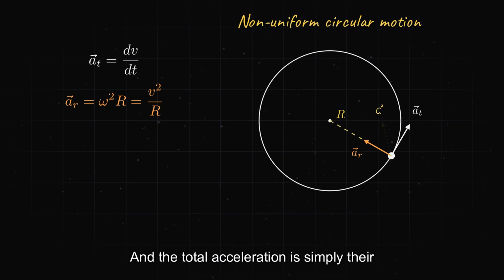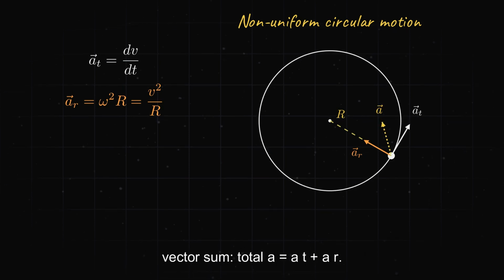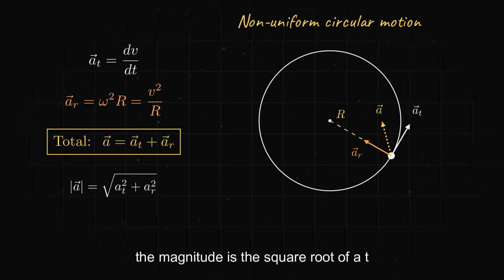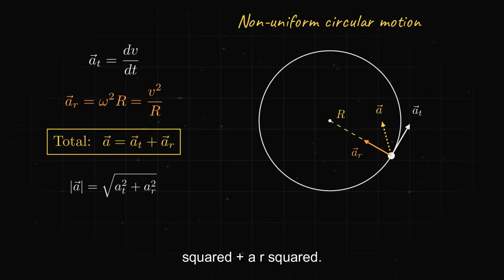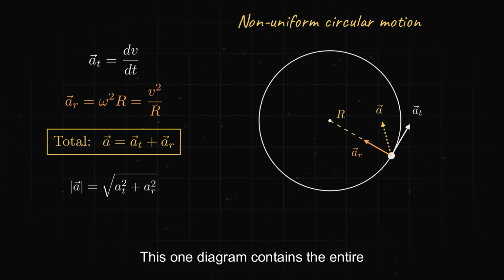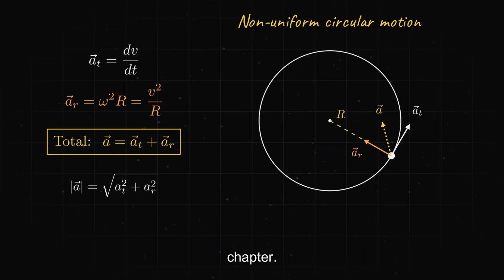And the total acceleration is simply their vector sum. Total a equals a_t plus a_r. Since the two parts are perpendicular to each other, the magnitude is the square root of a_t squared plus a_r squared. Look at the picture. The total acceleration leans between the tangent and the radius. This one diagram contains the entire chapter.